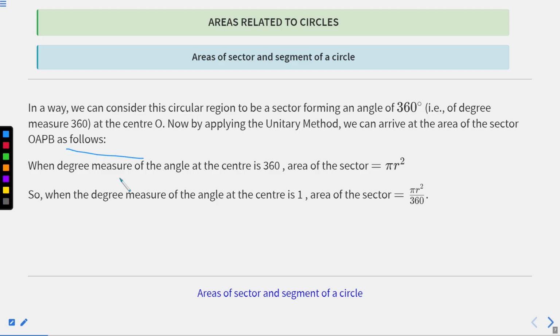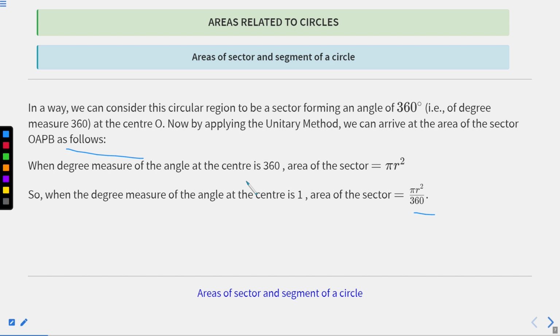Okay, and now when the degree measure of the angle at the center is 1, then the area of the sector is equal to pi r square by 360. So this must be kept in your mind. When the degree measure of the angle at the center is 360, in that case the area of the sector is pi r square. When the degree measure of the angle at the center is 1, then the area of the sector is pi r square by 360.